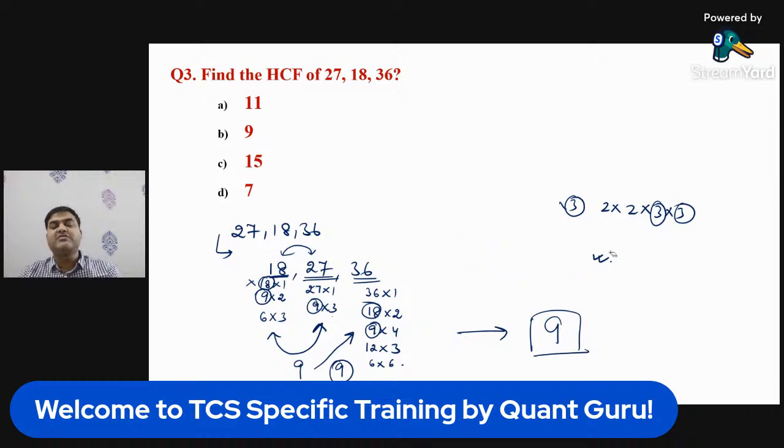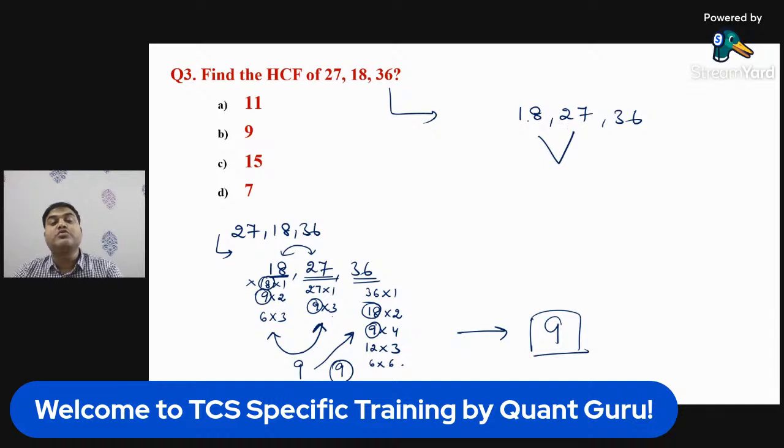What you can do is, if you understand this concept, it will definitely help you. If you feel it is a little difficult, write the numbers in ascending order. Find the HCF of the lowest two numbers, and then just check whether that is also the HCF with the third number, and that will be the HCF.